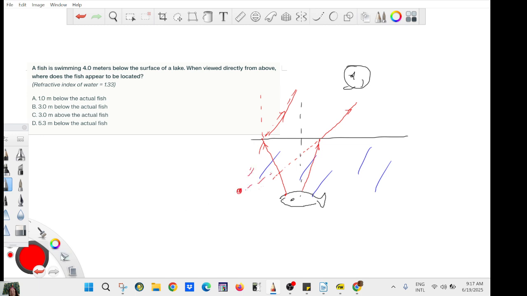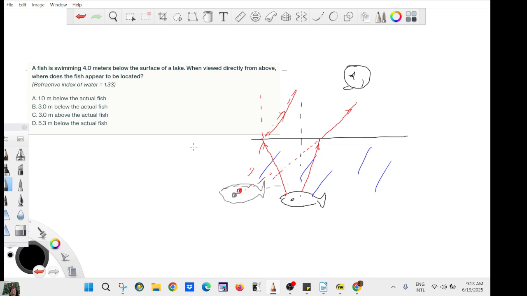So where they meet, it's going to be here, right? So it will meet at a distance closer. My drawing is not great, but it will be closer, so it will be above the actual fish. It looks like a mirage, right? And so you can look it up in your textbook for a better image.